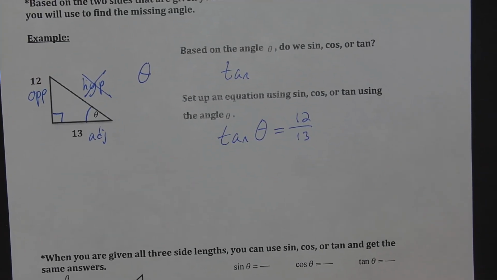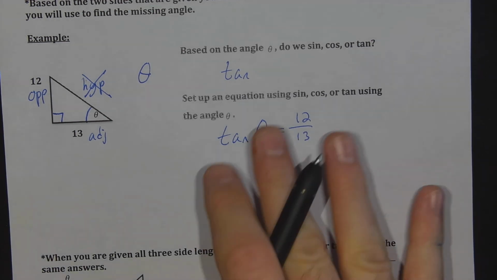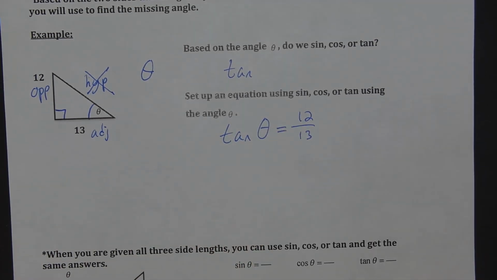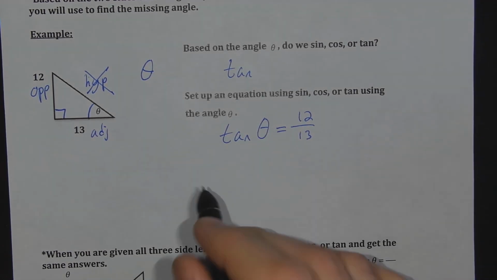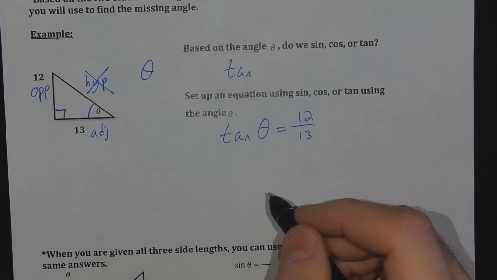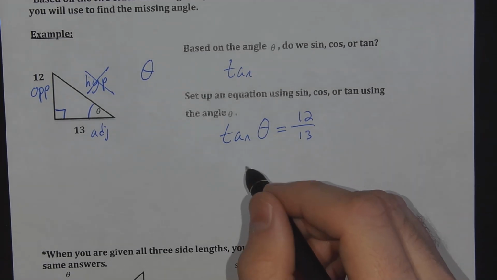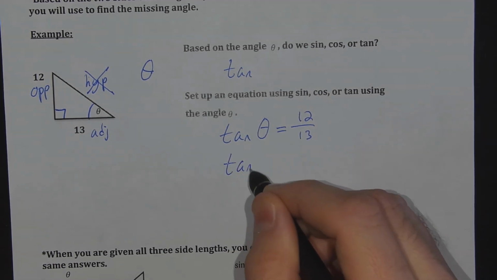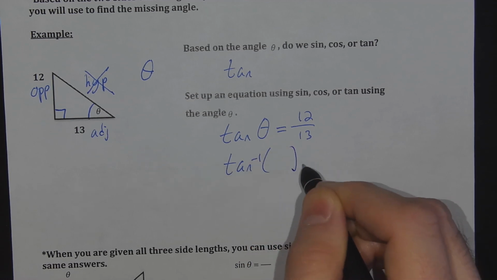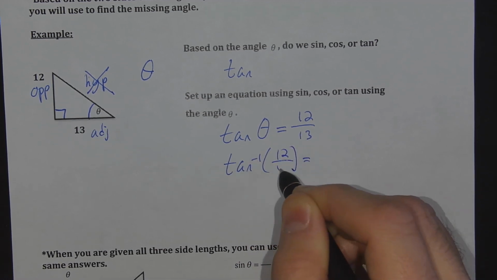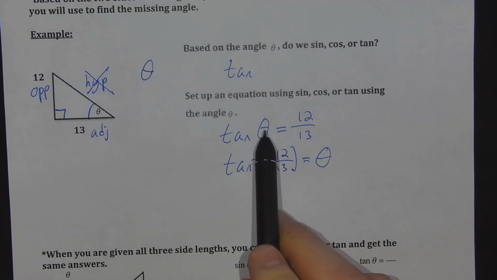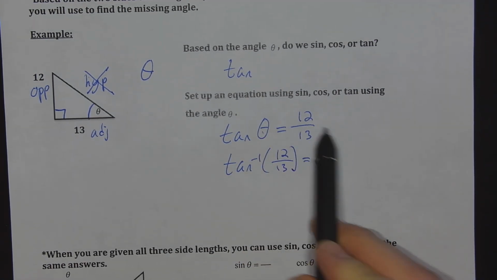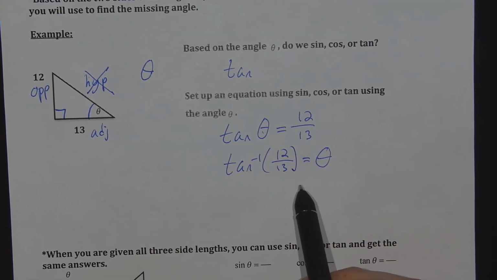Now finding the missing angle. Some kids usually suggest let's subtract or divide by tangent. The problem is you cannot do that because it's not tangent times theta or tangent plus theta. It's tangent of theta. So what you have to do is what's called inverse tangent. So you do the inverse tangent of the side length ratio to get what theta is. So essentially the theta and the side length ratio will swap places.